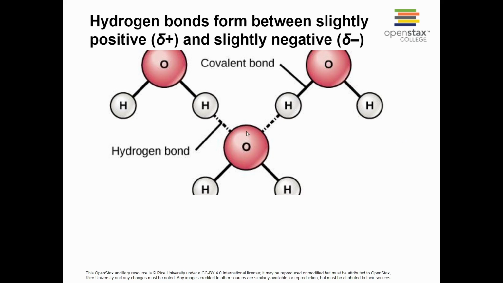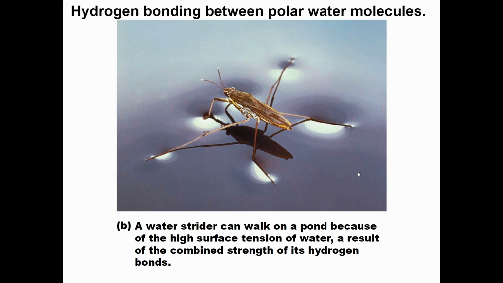Here's just another way to draw it. So the dotted lines are the hydrogen bond. Think of them as weak attractions, not true bonds. They tend to be between hydrogen and something else. Hydrogen and oxygen is commonly seen, but it could also be nitrogen or phosphorus.